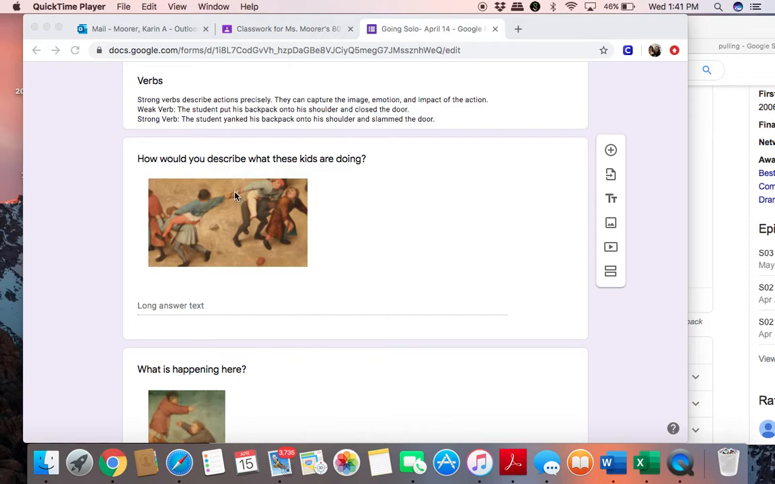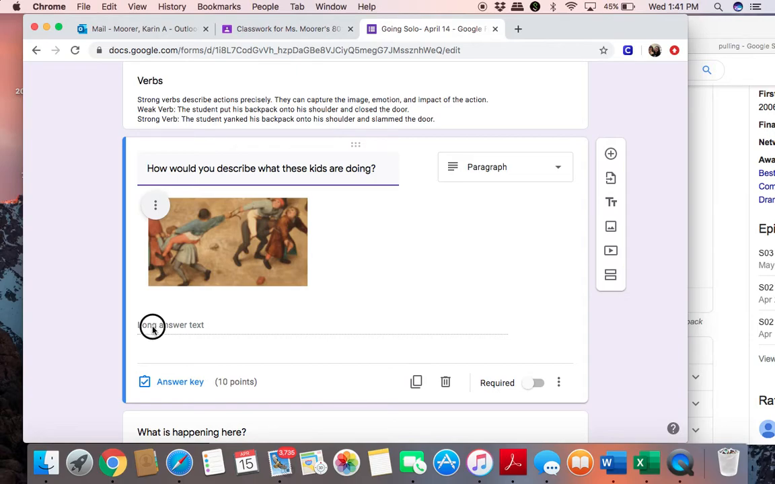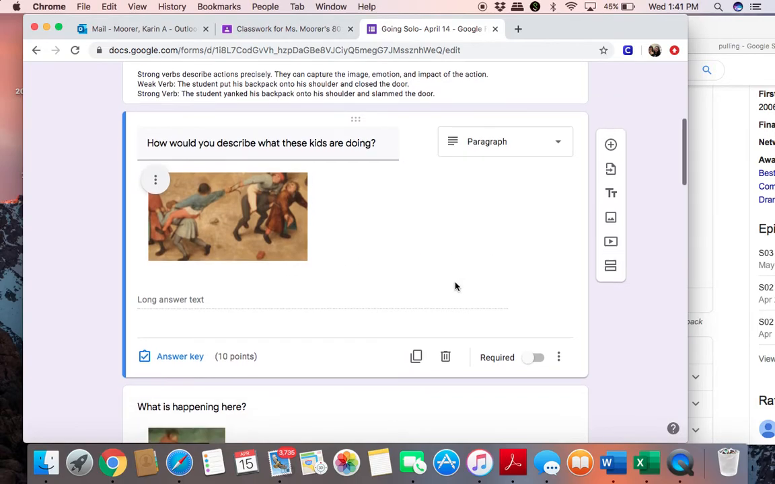So here, I'm looking at these people and it looks like they have something between them and that they are both pulling on this rope. So pulling would be my verb. Okay, so the kids are pulling on the rope. But is there a more specific word that I can use that would show me what this picture describes?